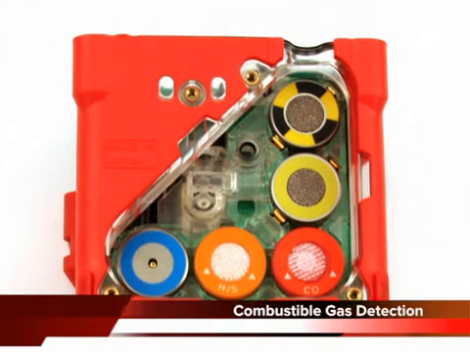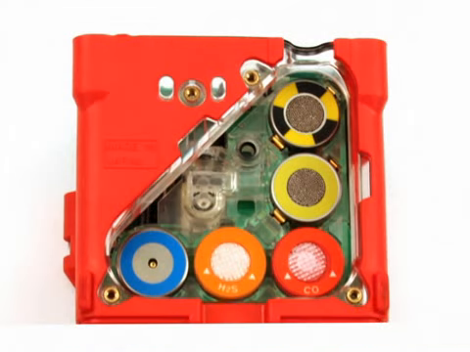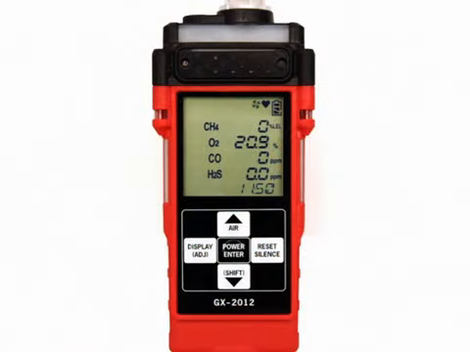The GX-2012 can support two combustible gas sensors, a TC thermal conductivity sensor for detection in the % volume range and a catalytic sensor for detection in the % LEL range. Either or both sensors may be installed in your unit. If both the % volume and % LEL sensors are installed, the combustible gas channel is set up at the factory as % LEL / % volume auto-ranging.